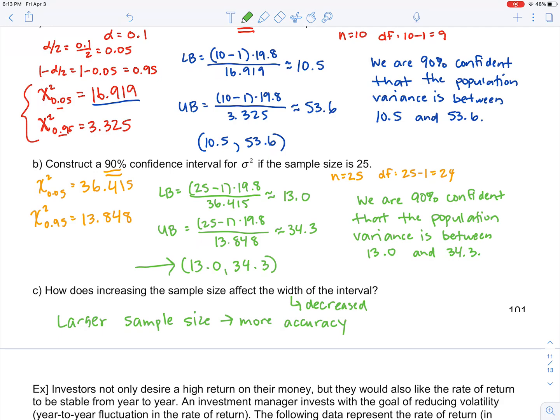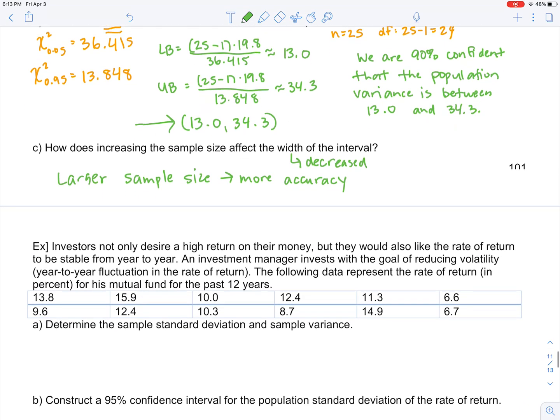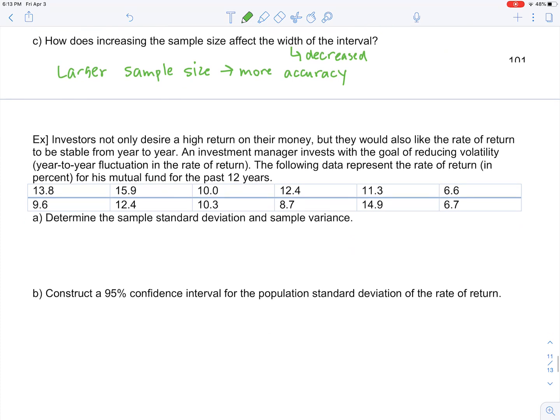And we've seen that over and over again in this chapter. Okay, let's take a look at an example that has more of a story to it. Investors not only desire a higher return on their money, but they'd also like the rate of return to be stable from year to year.